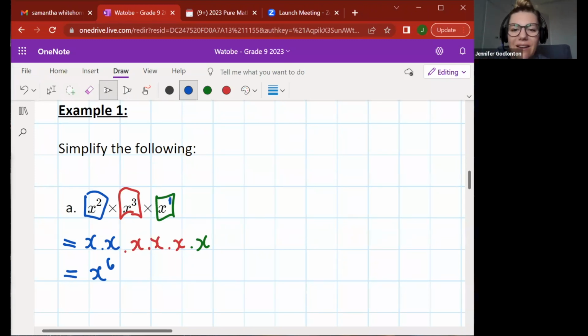But remember, if I have a y, or an a, or a b, or a q, all of those are to the power of 1. It's just that we don't write it because it's not necessary. So whenever there is a variable like that and it doesn't have an exponent, you can just put a 1 there so that you know there's a 1 that you would need to add. And then you can just add those numbers. So what this would look like is x to the power of 2 plus 3 plus 1, which gives us x to the power of 6.